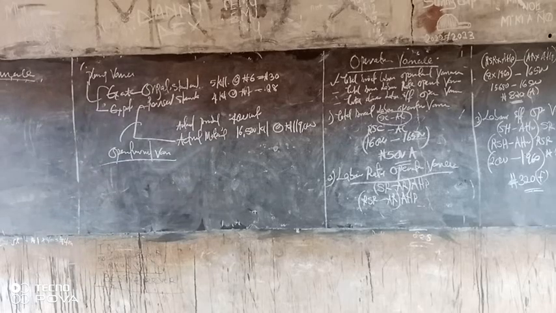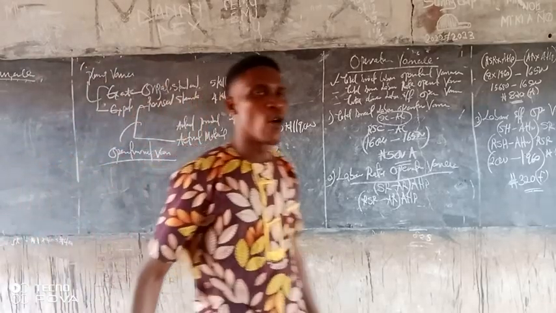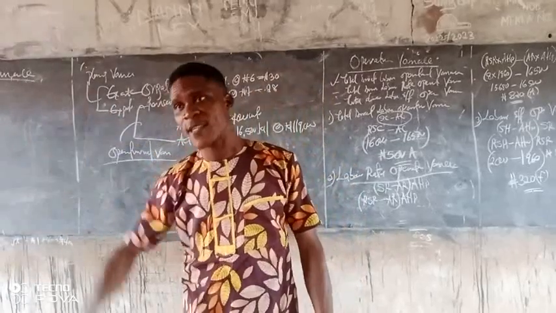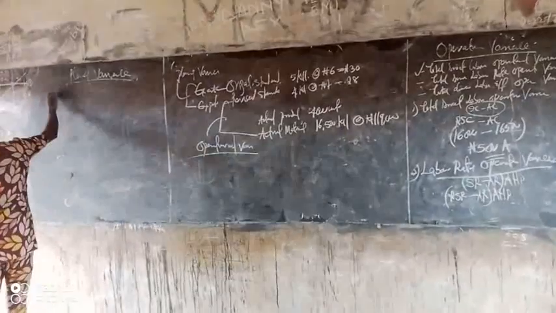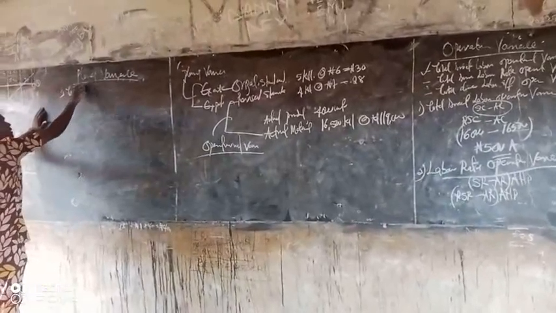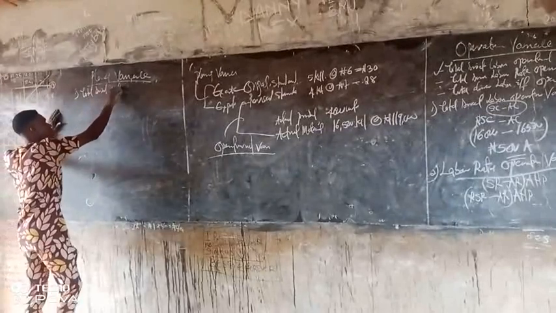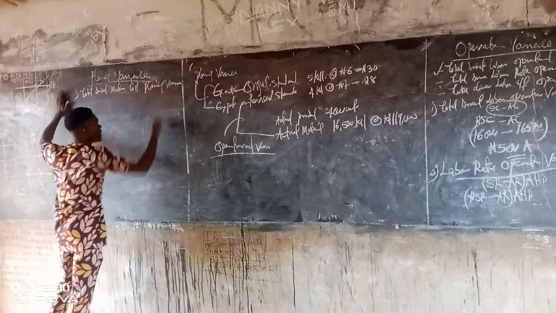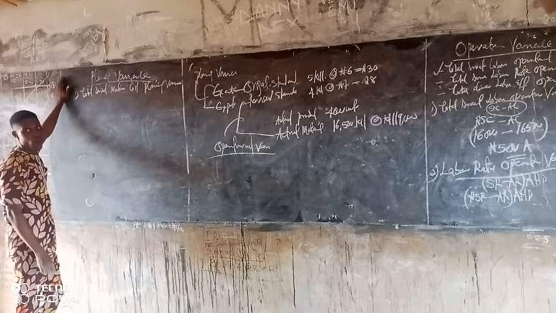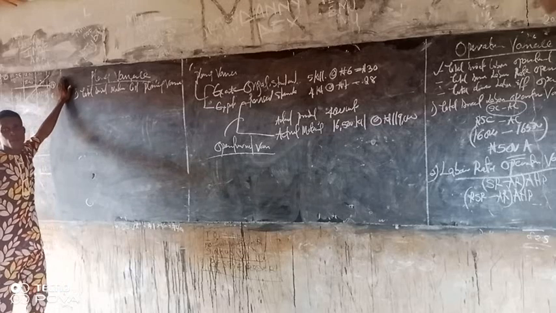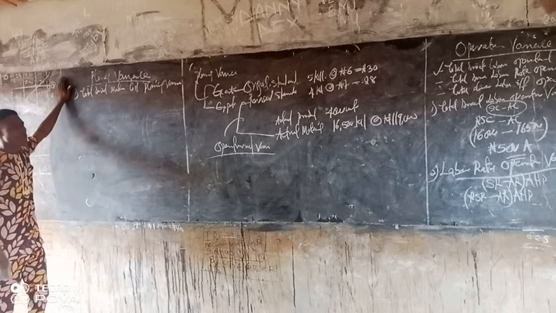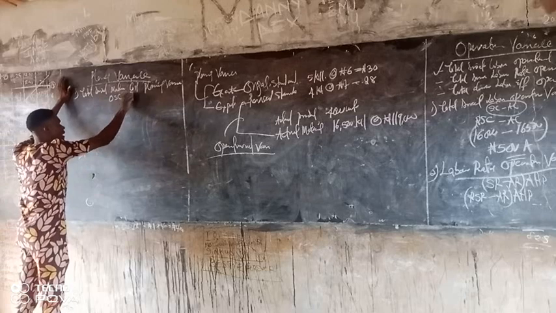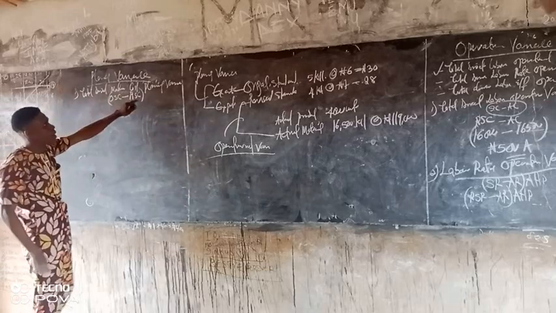Let's start from number one: the total direct material cost planning variance. What's our common formula? Cost variance is standard cost minus actual cost. But now we are looking for planning, so what do we have? Original standard cost minus revised standard cost.